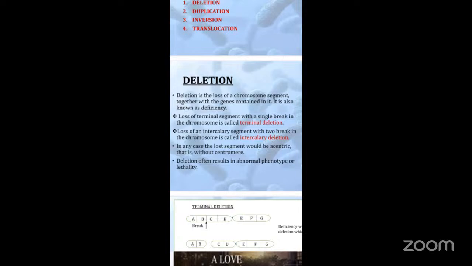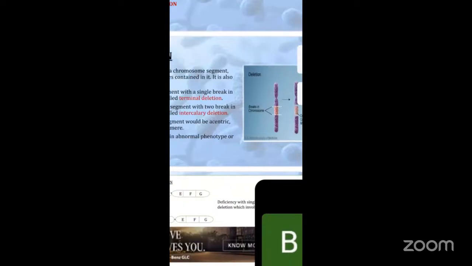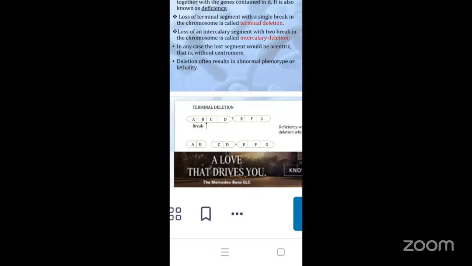Deletion often results in an abnormal phenotype or lethality. See the diagram of the deletions, especially breaks in the chromosomes, meaning loss of chromosome segments. The next one is terminal deletion, meaning deletion at the end position.